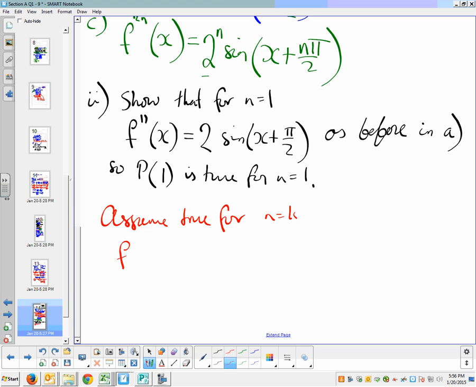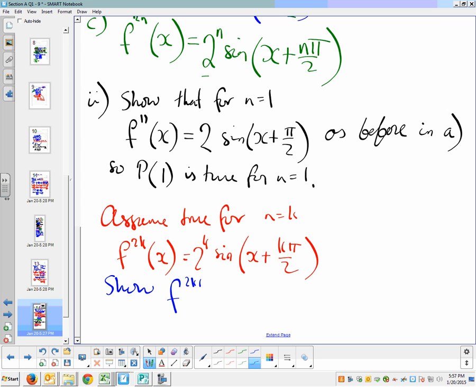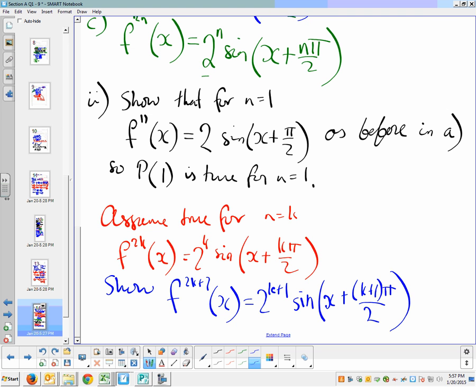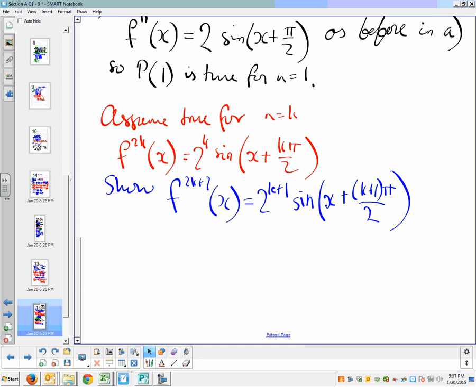which means that f of 2k of x is equal to 2 to the k sine x plus k pi by 2. And I want to show that f of 2k plus 2 of x is equal to 2 to the k plus 1, so this is the k plus 1th situation, sine of x plus k plus 1 pi over 2. And it's almost trivial because it's exactly the same process as what you went through when you were doing part A and part B. Just doing the same differentiation again.